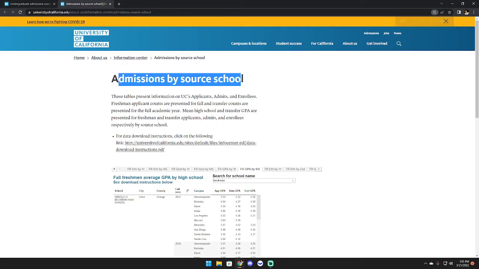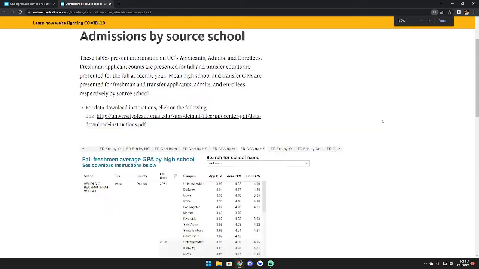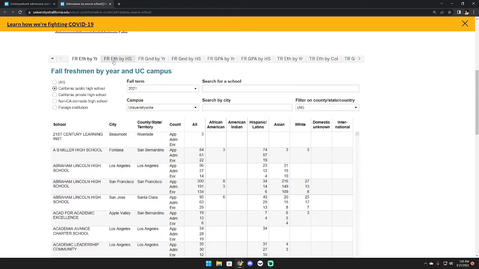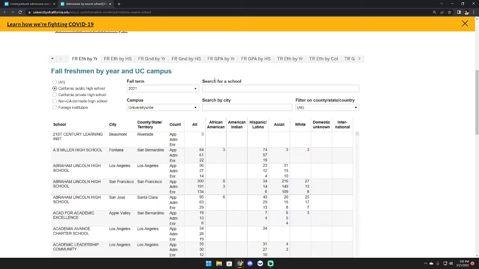So this is admission by source. And it's a little bit hard at first to understand, but it's not too bad. Basically, you can take a look at FR. These tabs at the top, FR stands for freshmen. TR stands for transfers. Let's start with freshmen.